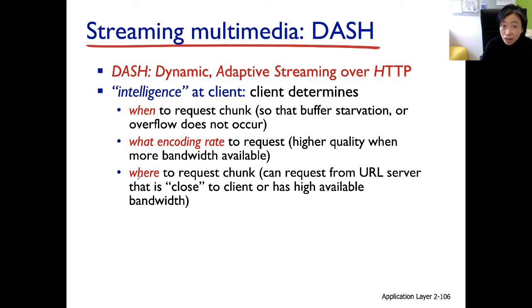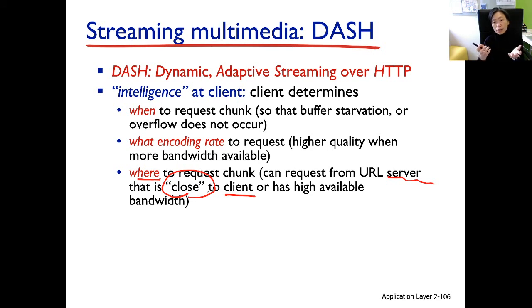Where to request the chunk. What happens there is that in the manifest, there could be multiple URLs indicating that there are multiple servers carrying that particular chunk at the particular rate the client is looking for. Among these many physical servers offering the same chunk at the same rate, the client needs to pick one. The typical decision is to pick the server that is closest to the client. By closest, people usually mean the server showing the smallest delay back to the client.